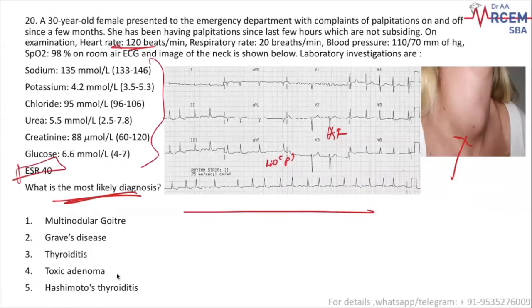Diffusely enlarged goiter can cause tachycardia, sometimes even trigger arrhythmias. This patient is having AF because of hyperthyroidism. Why hyperthyroidism? Diffuse enlarged goiter, think of Graves' disease. In toxic multinodular goiter, multiple nodules will be there. In thyroiditis, usually goiter will not be present. In a toxic adenoma, a single nodule will be present. Silent thyroiditis doesn't present with an enlarged goiter. And the most common cause of hyperthyroidism is Graves' disease.